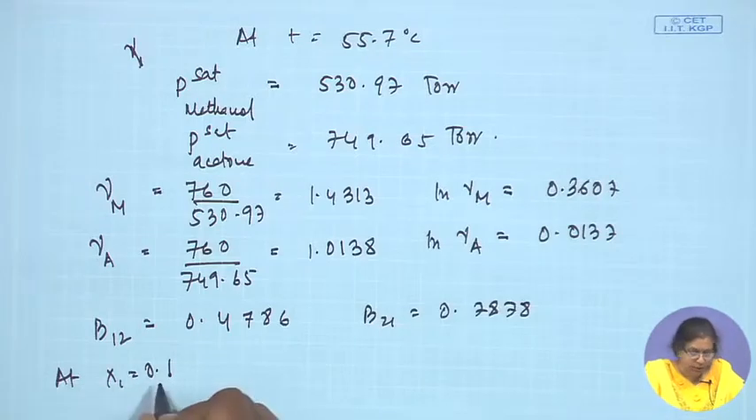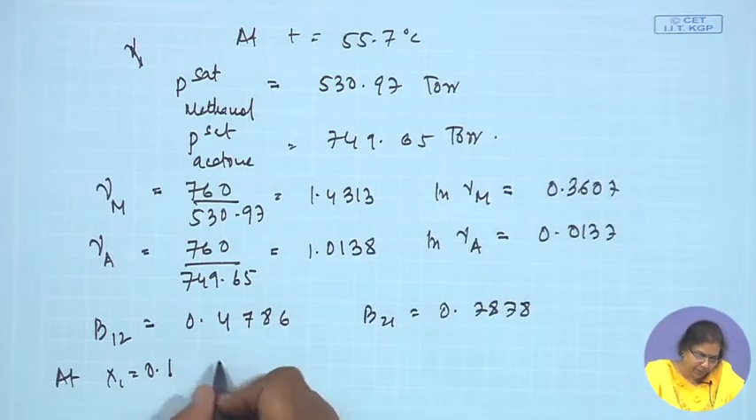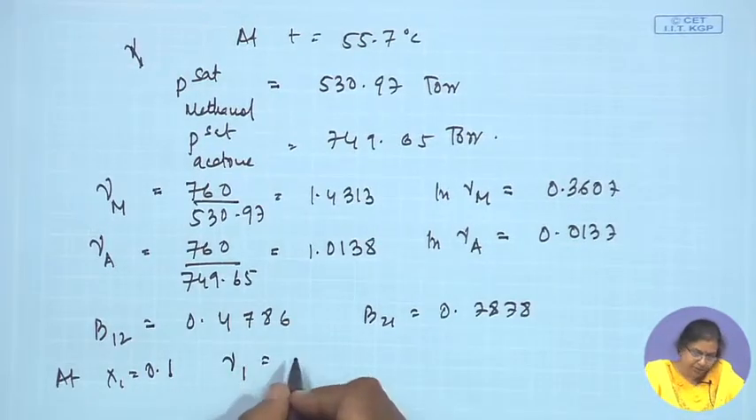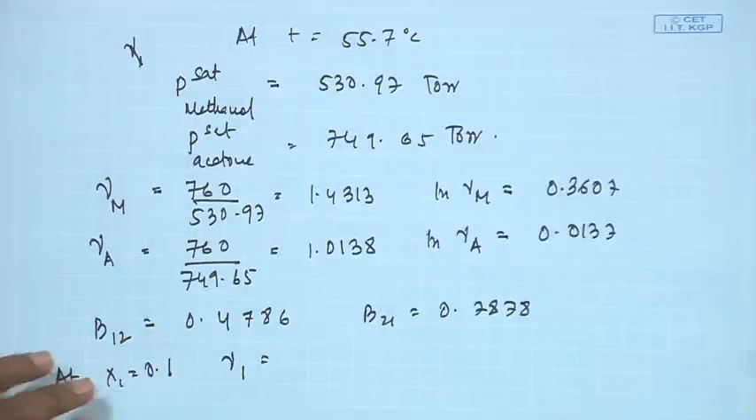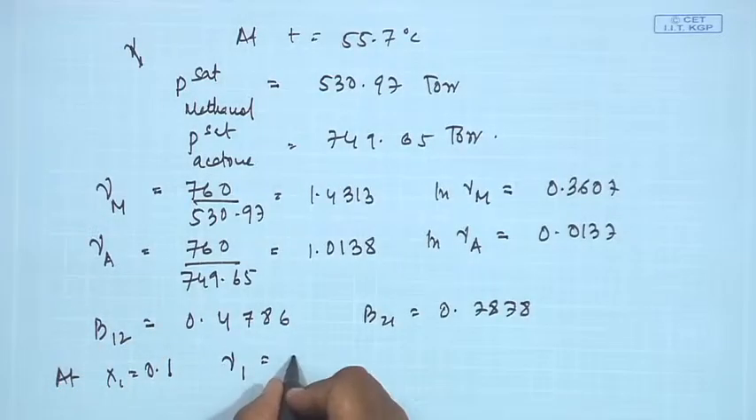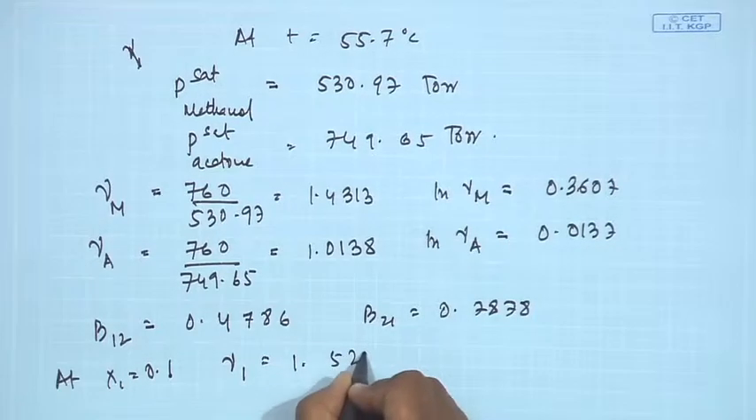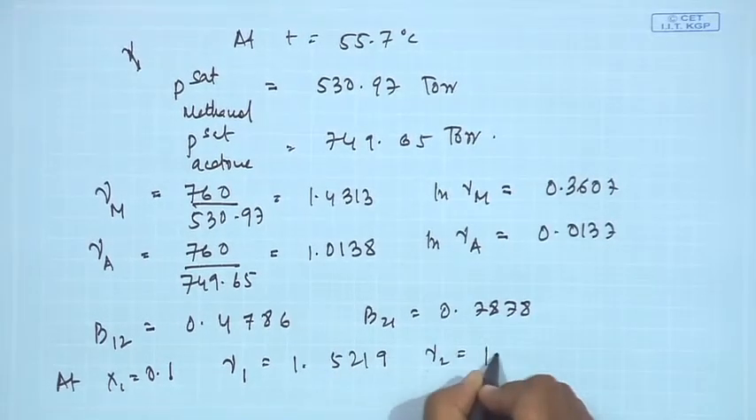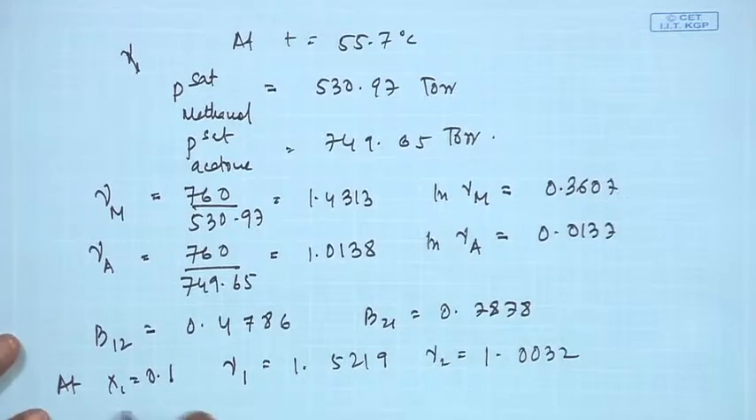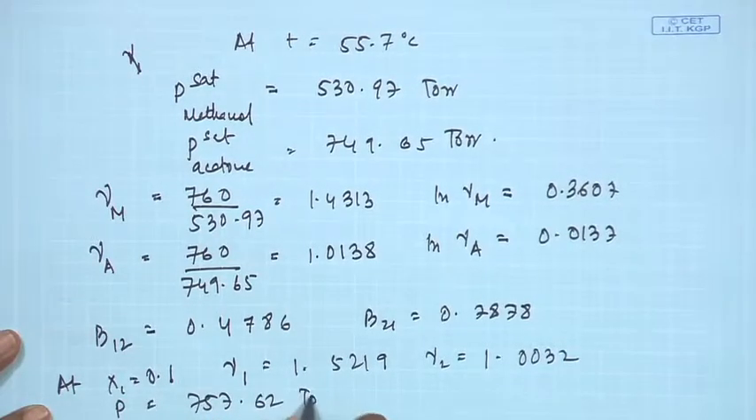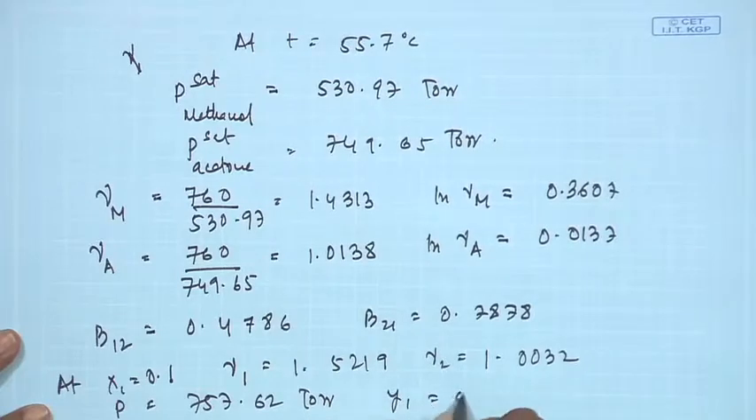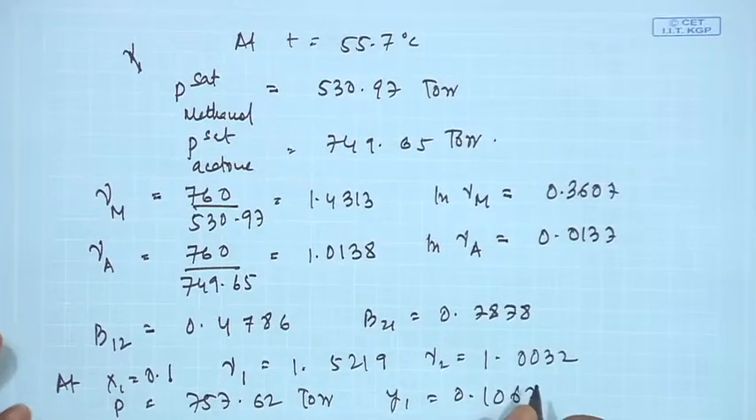Now, let us go to some other composition, say at x1 equals 0.1. For this, we can find gamma 1. I have already shown you the equations from where you are supposed to find gamma 1 and gamma 2. So, in this case we find gamma 1 equals 1.5219, and gamma 2 is 1.0032. So, P in this case is 757.62 torr, and y1 comes to 0.1067.